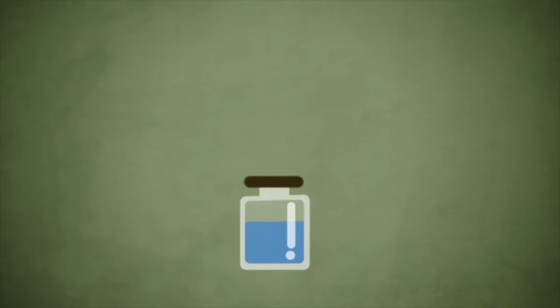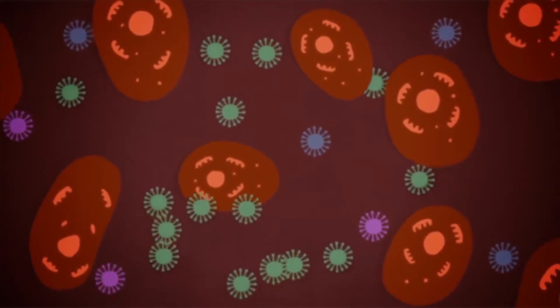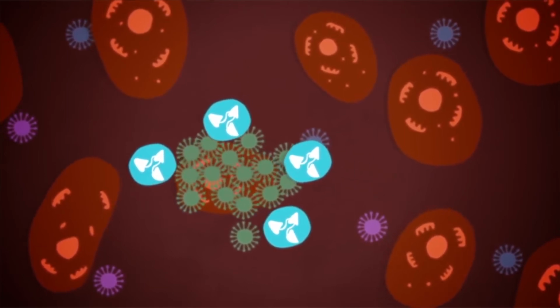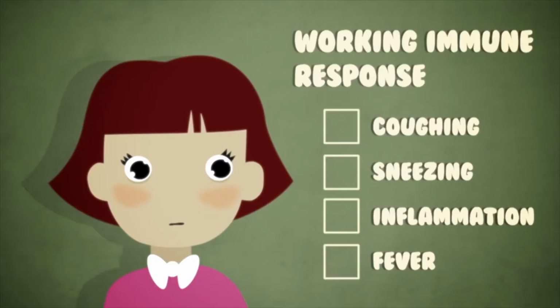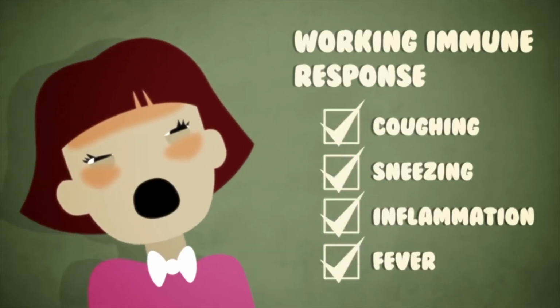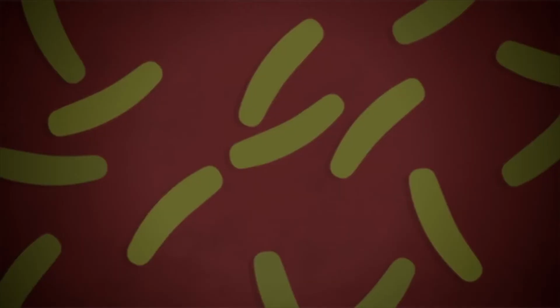To understand how vaccines function, we need to know how the immune system defends us against contagious diseases in the first place. When foreign microbes invade us, the immune system triggers a series of responses in an attempt to identify and remove them from our bodies. The signs that this immune response is working are the coughing, sneezing, inflammation, and fever we experience, which work to trap, deter, and rid the body of threatening things like bacteria.